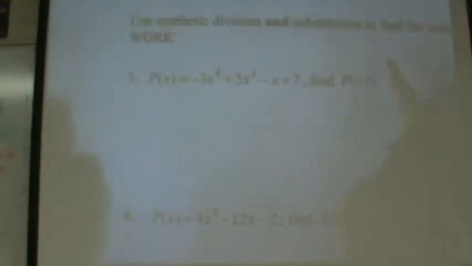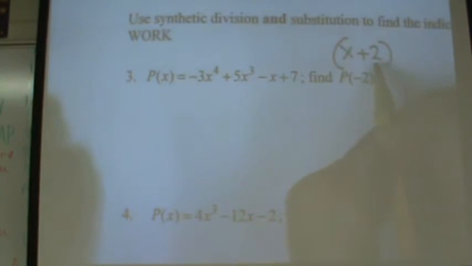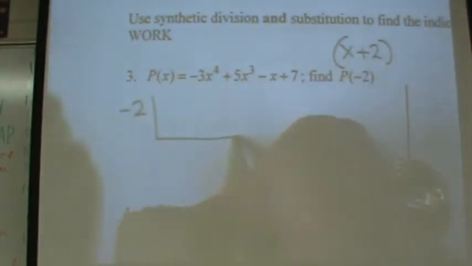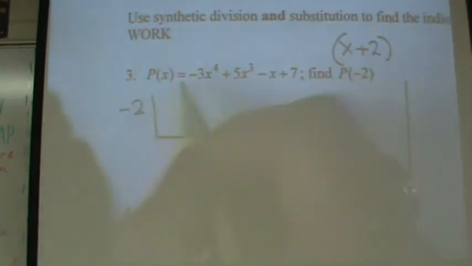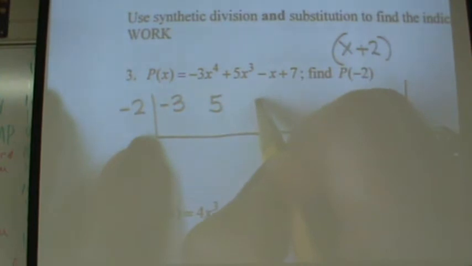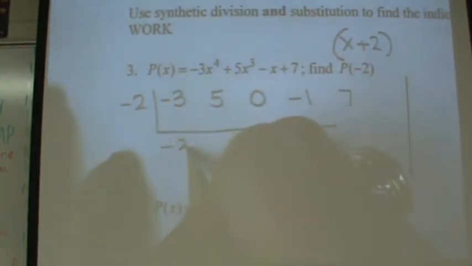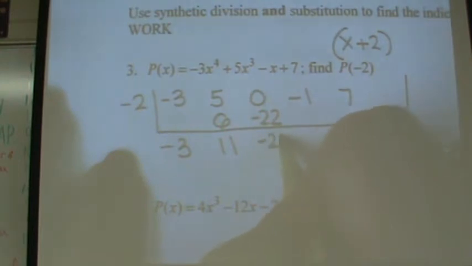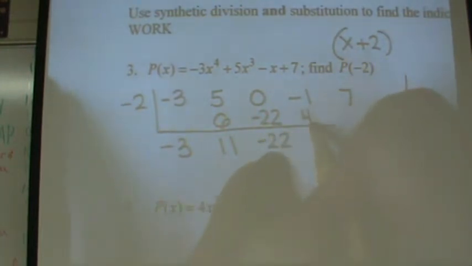Number 3 and 4 are asking you, if this problem said divide x plus 2, we would take negative 2 and evaluate this with synthetic division. So if we put a negative 2 here, you get negative 3, 5, a 0 for x squared, negative 1 and 7. Bring down the negative 3. Multiply, you get 6. Add, negative 22. Add those two, you get 44.